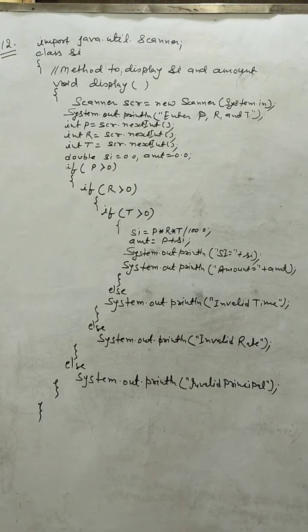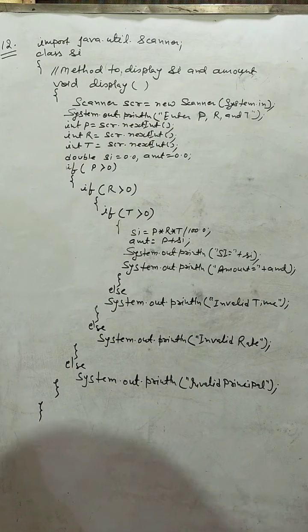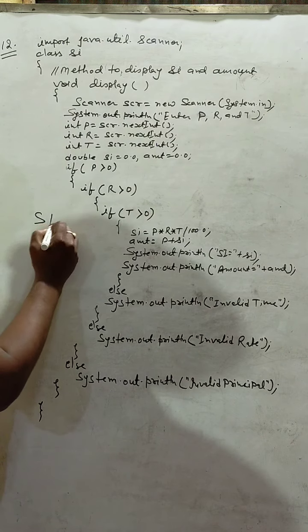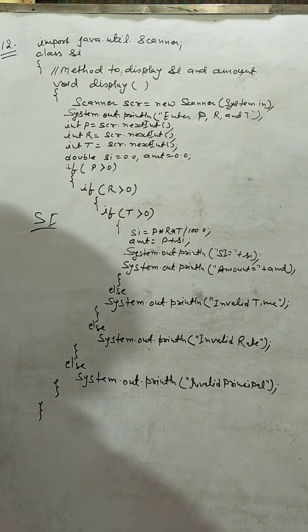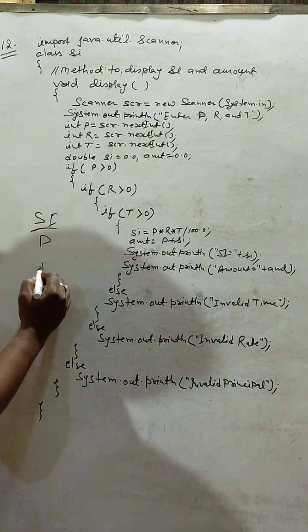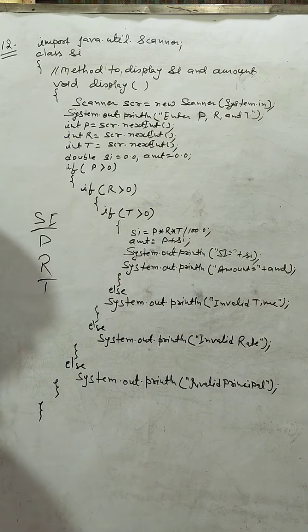Hello student, I am explaining question number 12, that is, write a program to input principal, rate and time and check whether they are valid or not. If they are valid, then display simple interest and amount, and also display the reason of invalidity. So we have to calculate simple interest. To calculate simple interest we need principal, rate and time.